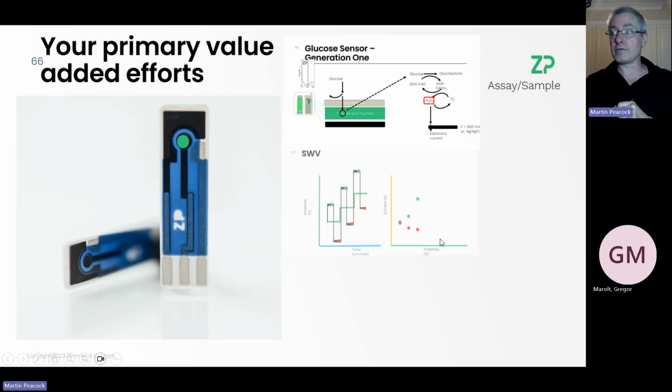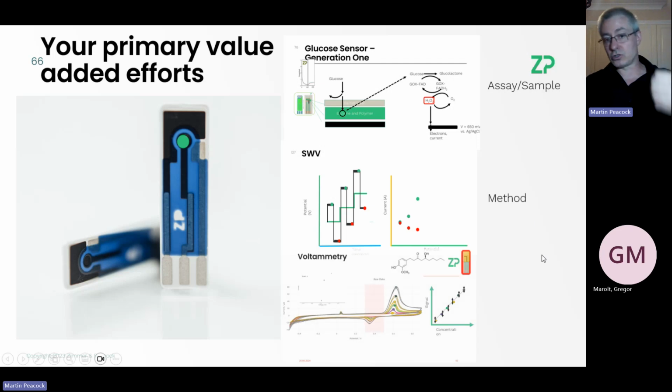Where else should you spend your effort? You should spend your effort on the method. How do I get the best signal out of my electrochemical assay? A simple way of saying that is, for example, you could test a pharmaceutical drug using cyclic voltammetry. But actually, we all know that you could improve that signal by using square wave voltammetry. But you want to optimize that square wave voltammetry and get the best possible signal out of that assay. So spending effort on that method is good.